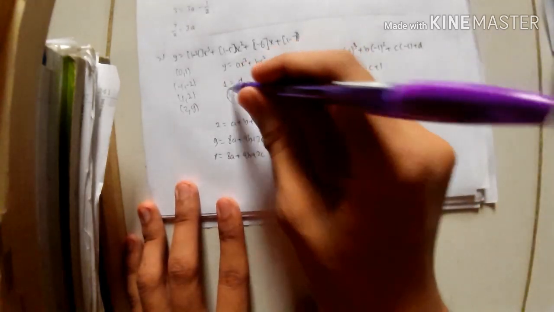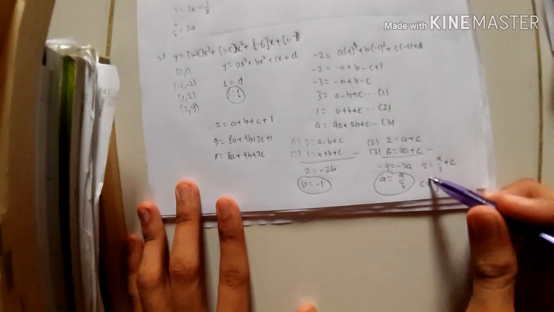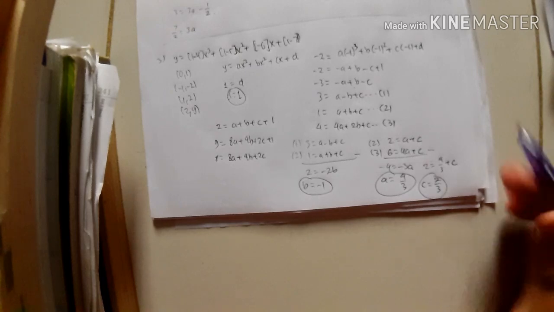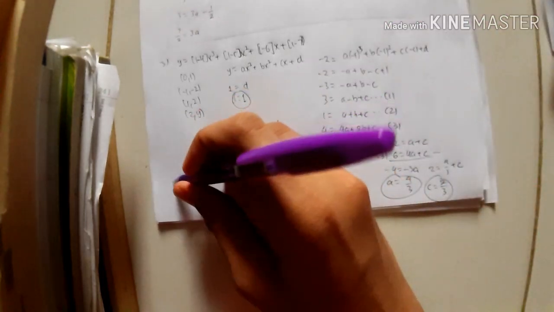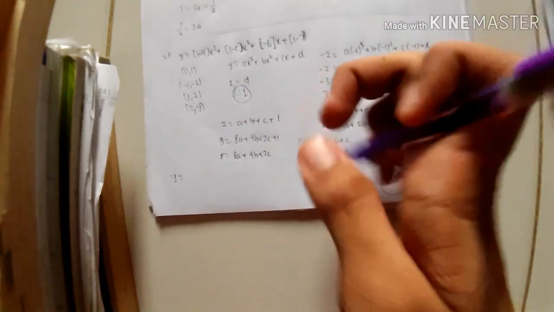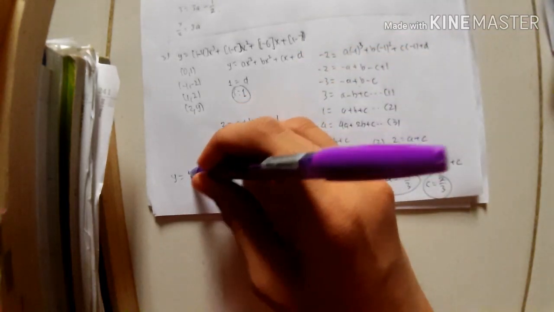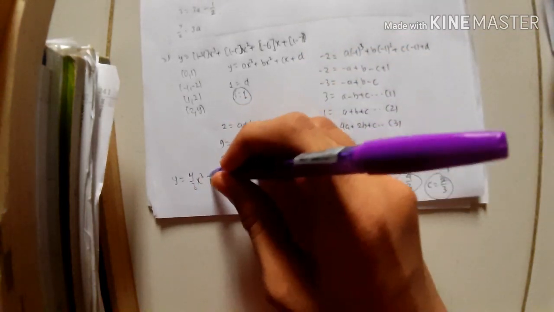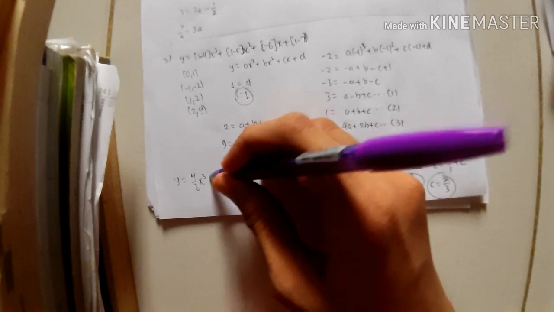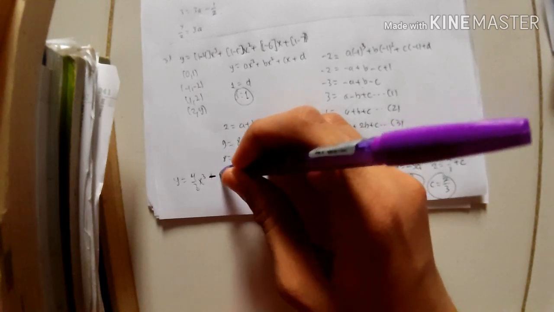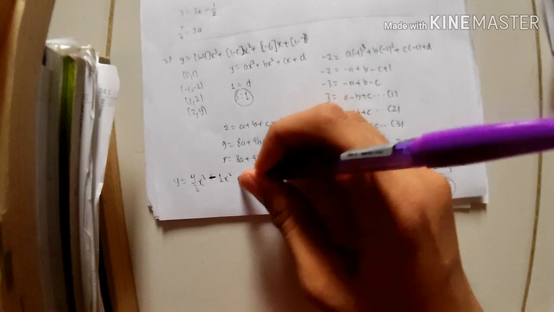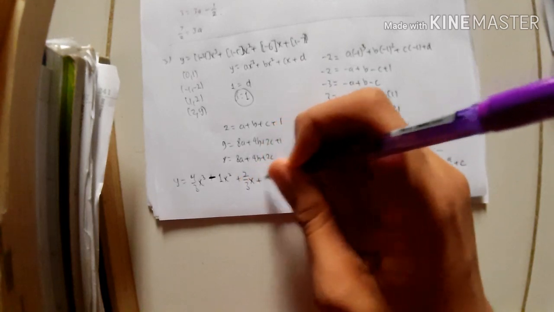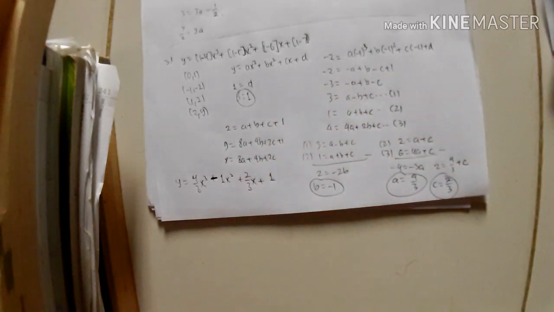And now I got all 4 variables, the values of them. So the answer, the cubical function of question number 3, is y equals 4 over 3 x cubed minus 1 x squared plus 2 over 3 x plus 1. So that is the answer for number 3. And yeah, let's go to number 4.